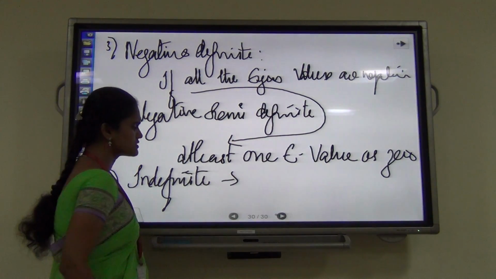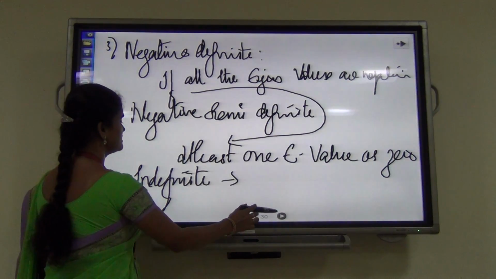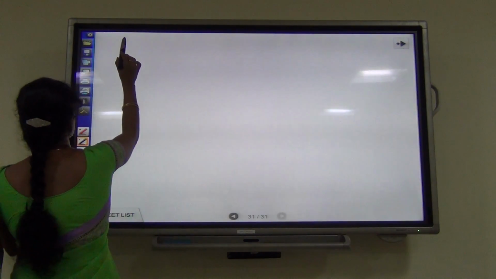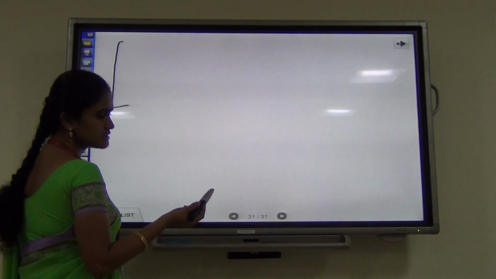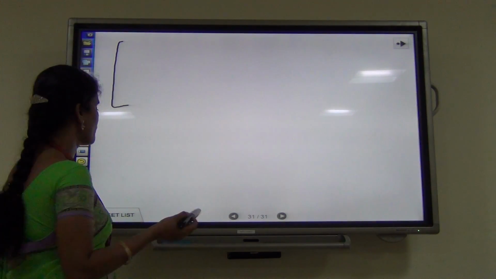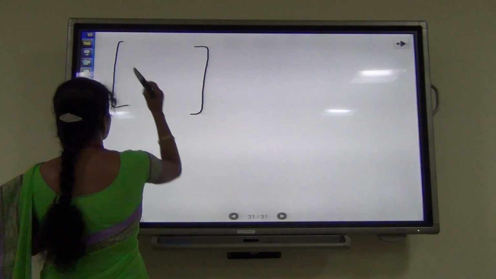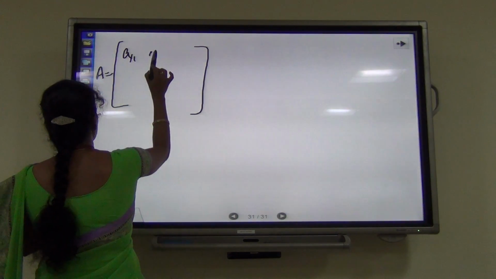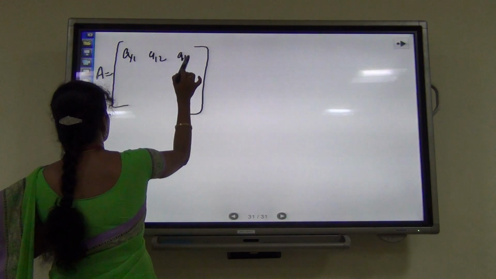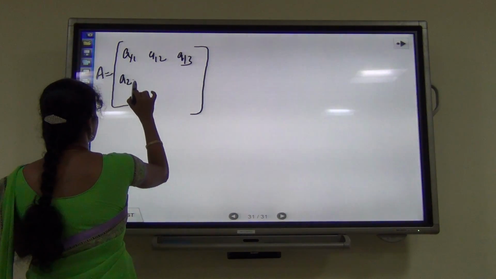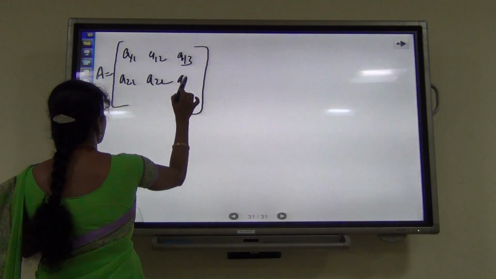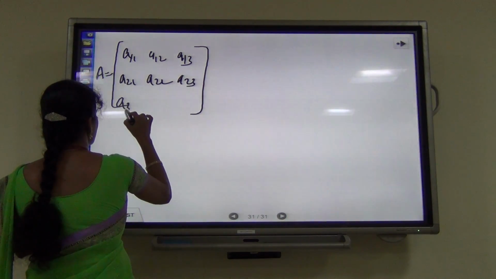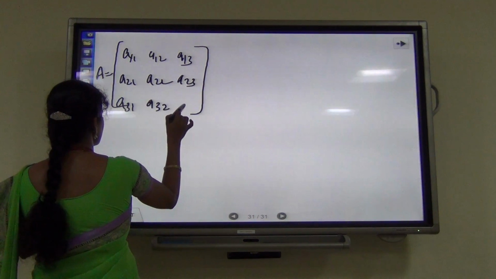I will also discuss this principal minor method. Let us take a matrix as the other method to find the nature of the quadratic form. Let this be A11, A12, A13, A21, A22, A23, A31, A32, A33.